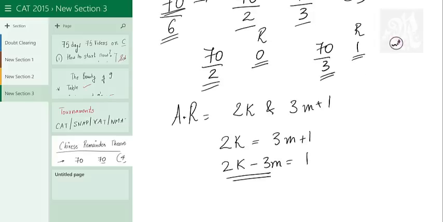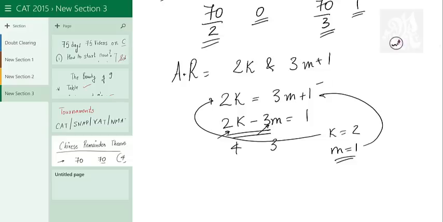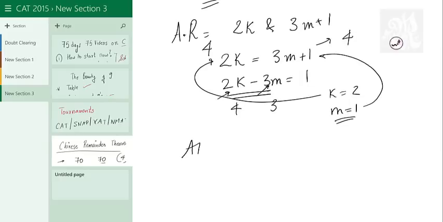Now you have to think about which number is such that it's a multiple of 2 from which a multiple of 3 is subtracted and you get 1. So I have the first pair as 4 and 3. In that case k becomes 2 and m becomes 1. You can resubstitute m is 1 here or k is 2 here and you'll get the same answer. For example, if you substitute m is 1 here, you get 3m plus 1 is 4, and k is 2 here, 2k is again 4. So the actual remainder is 4.